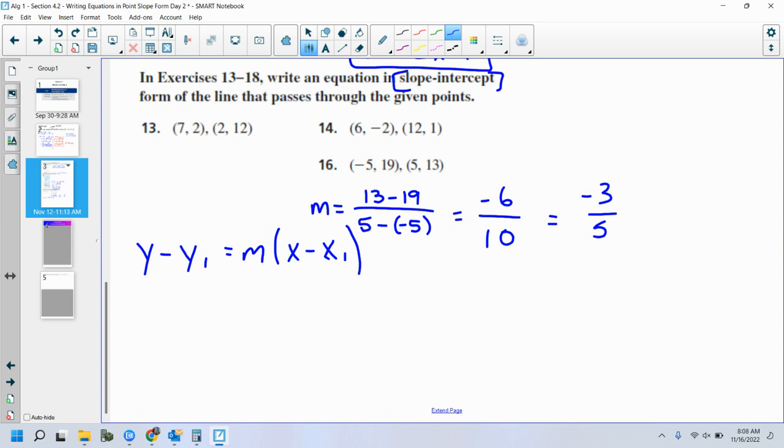Yes, Zacho. y minus 13, we're going to use this one because we don't want negatives, equals -3/5. Whoa. Why'd you use -3/5? Because what kind of line? Oh, this isn't a parallel line yet? Okay, never mind, we're not there. Sorry, my bad. Good.